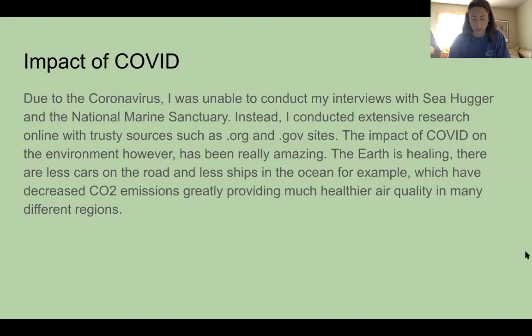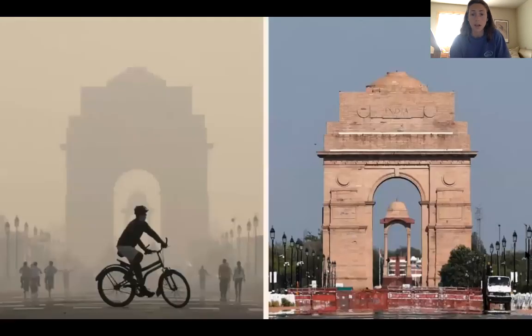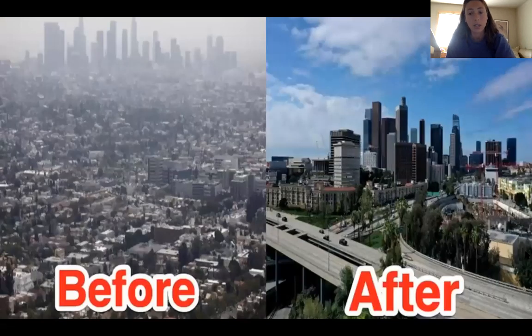You know, I know this is very detrimental to people's lives. People are losing a lot of people. The economy is being shut down, but just the fact that we went on pause for a couple months has greatly improved air quality in India. For example, if we look at this picture, this is before and after COVID. The air is so much clearer. The environment is looking way healthier. The Earth is just healing.